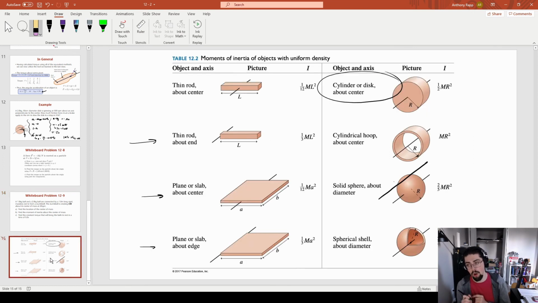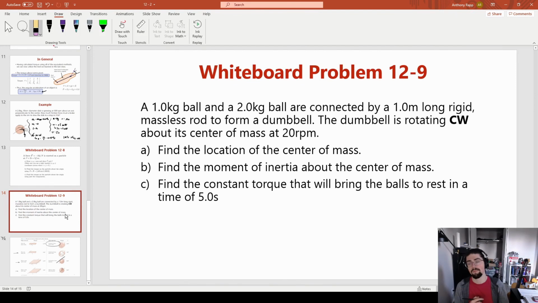It does not show up on this slide. This slide will not help you with this. You've got to actually use the formula.